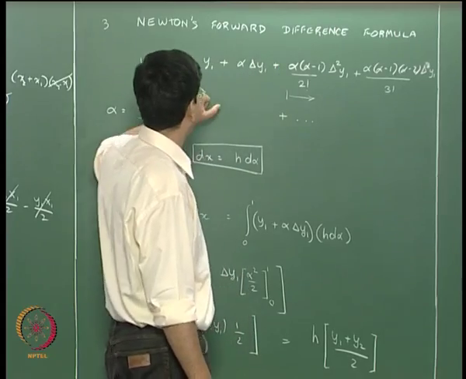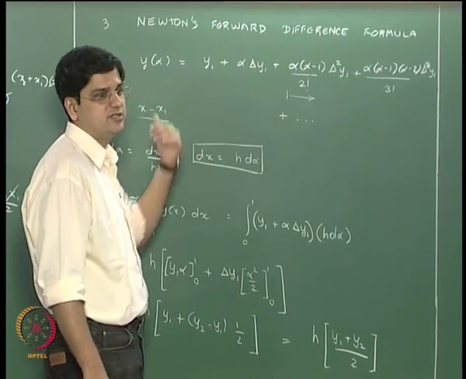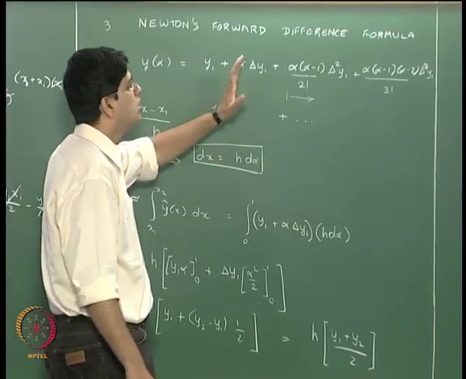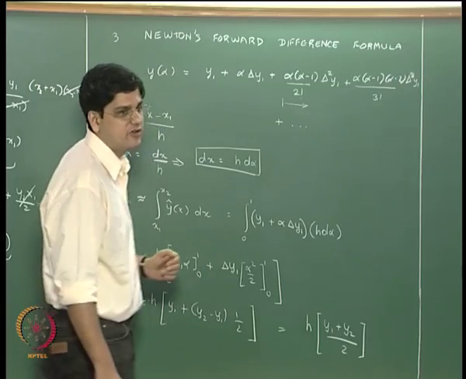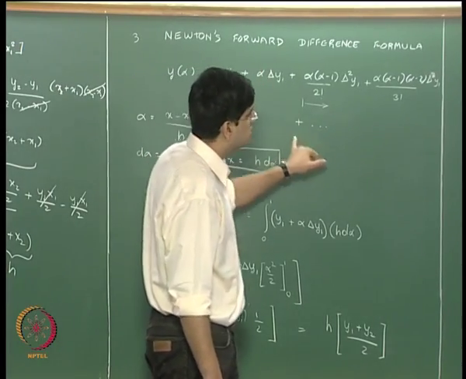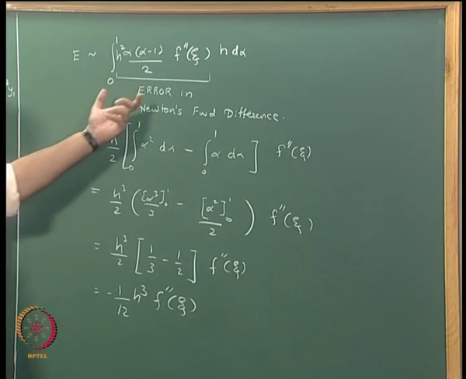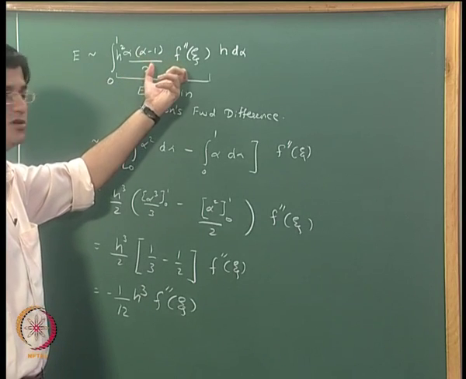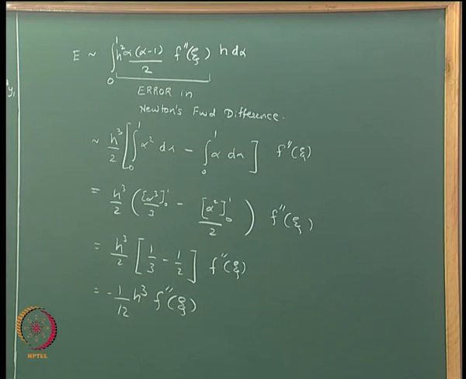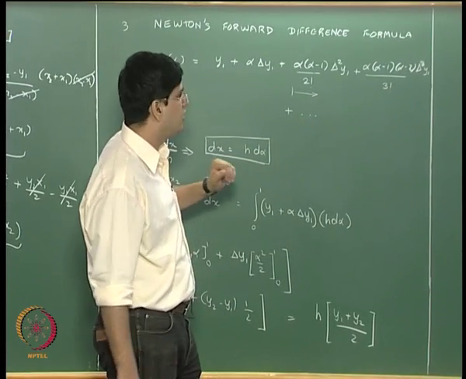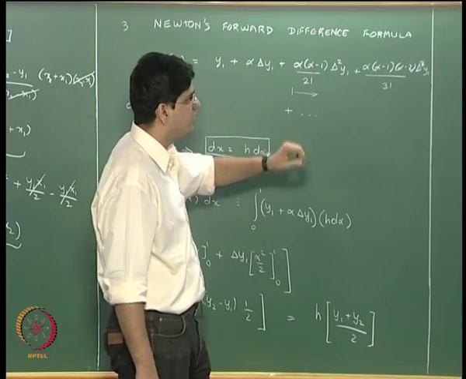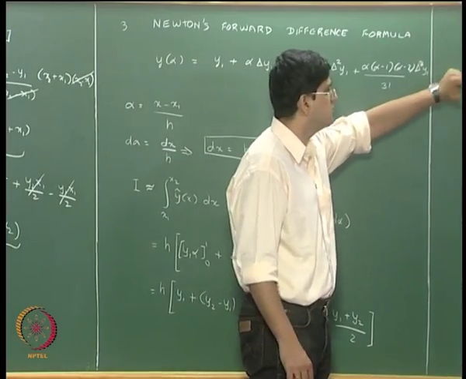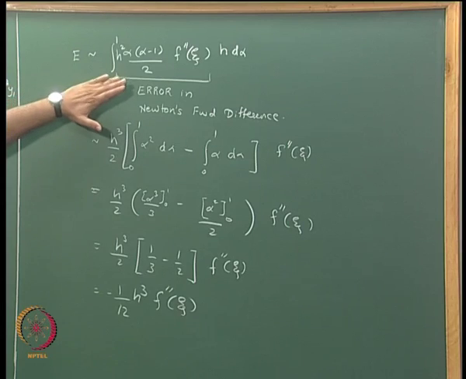Because we have essentially only two data points, x1 y1 and x2 y2, we are discarding the rest of the terms in the Newton's forward difference formula. The error associated with discarding the rest of the terms is this particular term. Then we substitute dx equal to h d alpha in that equation, and when we do, we get this error term as well as this integral term.